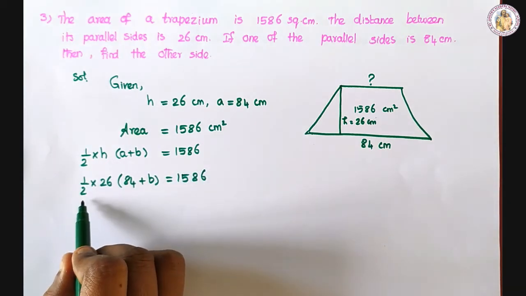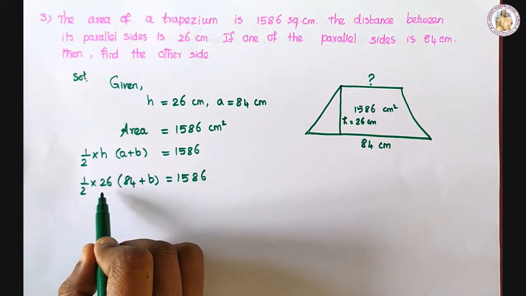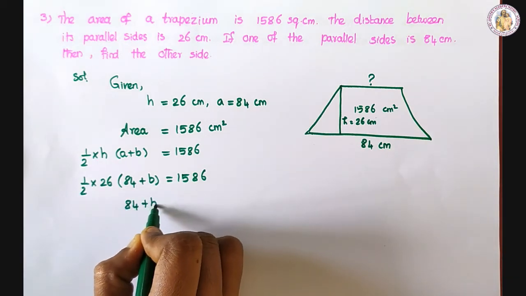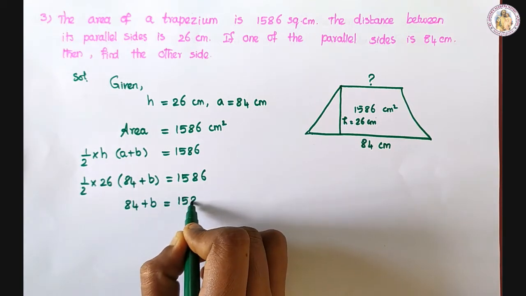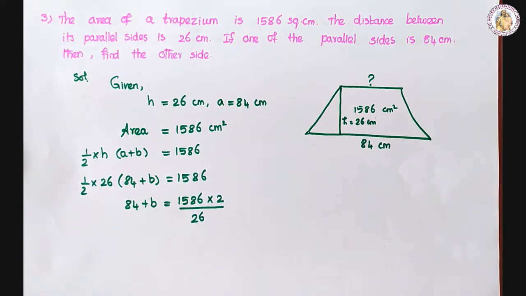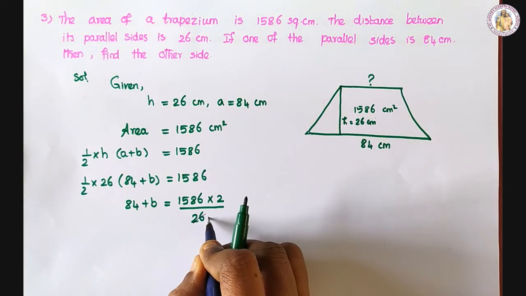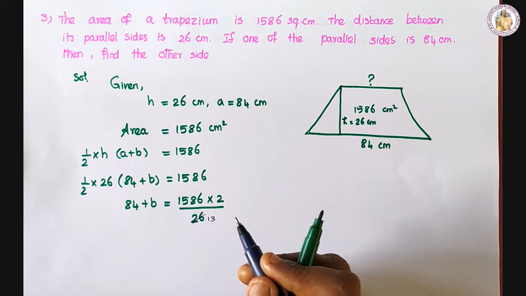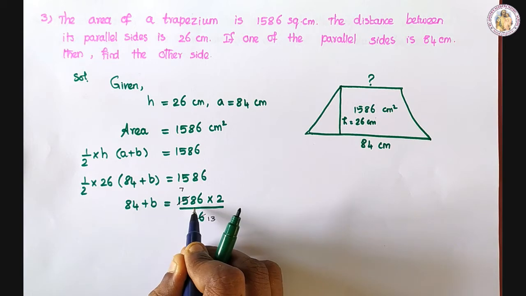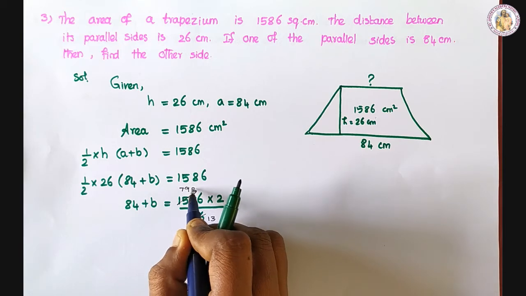(84 plus b) equal to 1586. Here 2 is in division, so bring the side, means multiplication, and 26 is in multiplication, bring the side, means division. So 84 plus b equal to 1586 into 2 divided by 26. Here the cancellation. 2 tables. 2 13s are 26. 7 2s are 14. Balance 1. It becomes 18. So 9 times 2. 3 2s are 6.